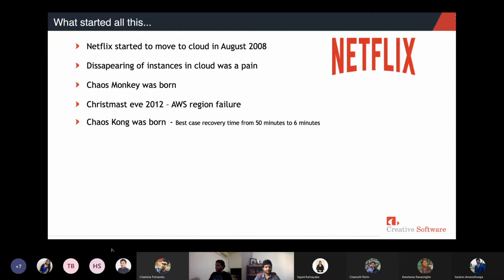They kept practicing and improving their processes to achieve higher availability. And at this point, there was no discipline called chaos engineering in the world. It was only Netflix doing these things in their own house.